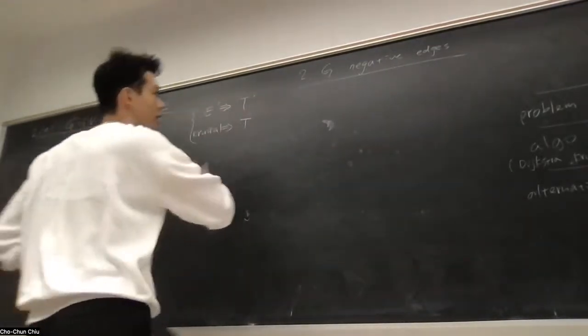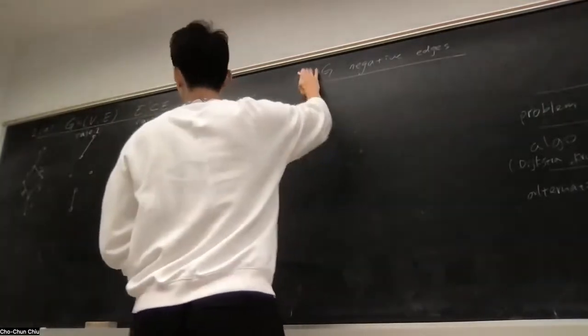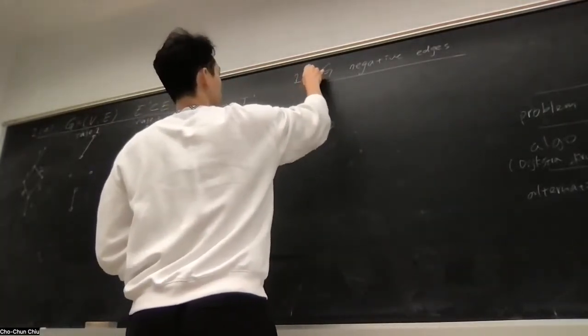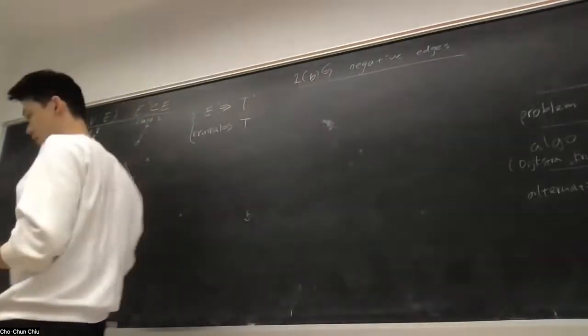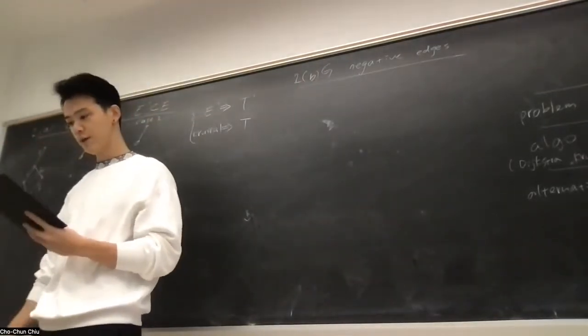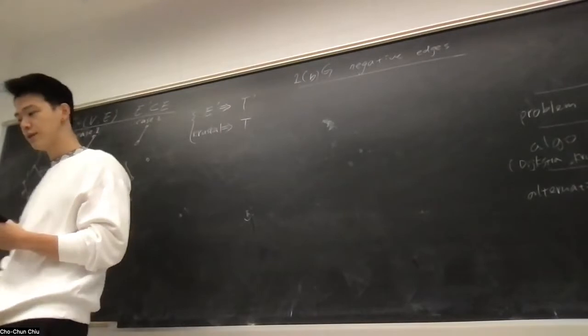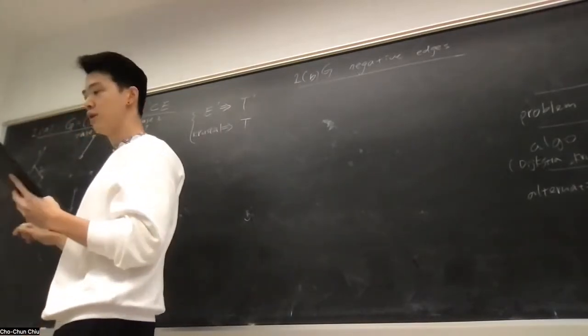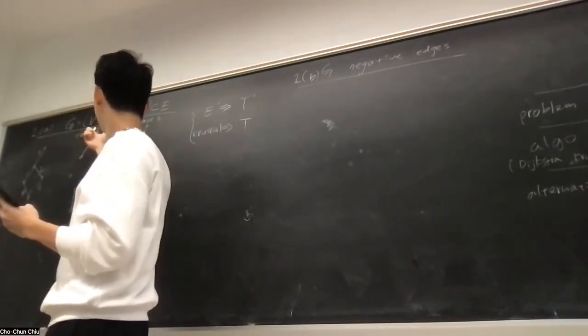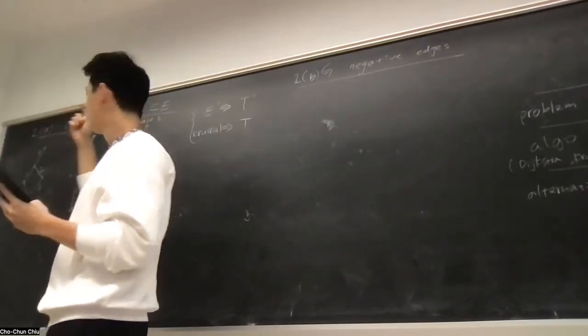We have A and B. Oops, this is B. And then let's talk about 1A. So the question is asking: given the graph G, and also a subset of edges.